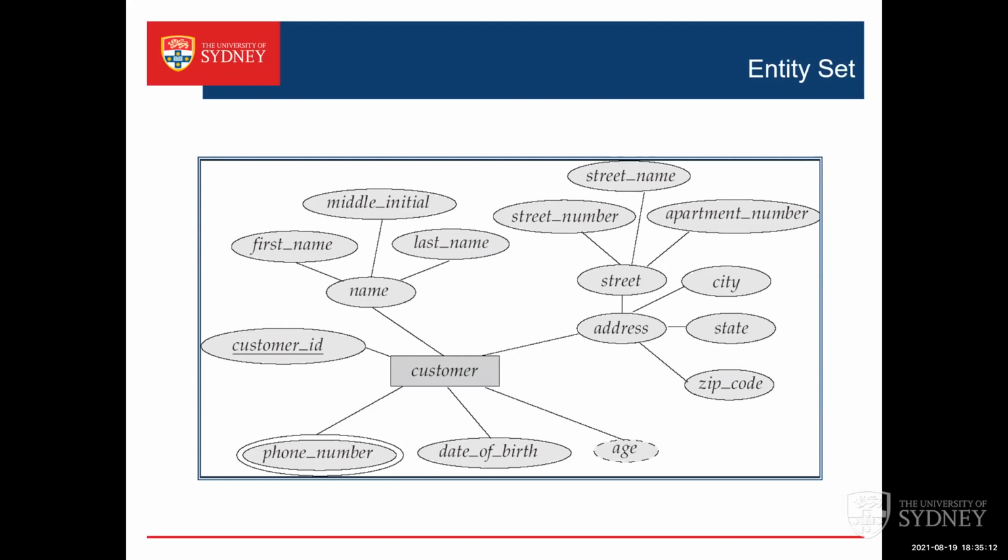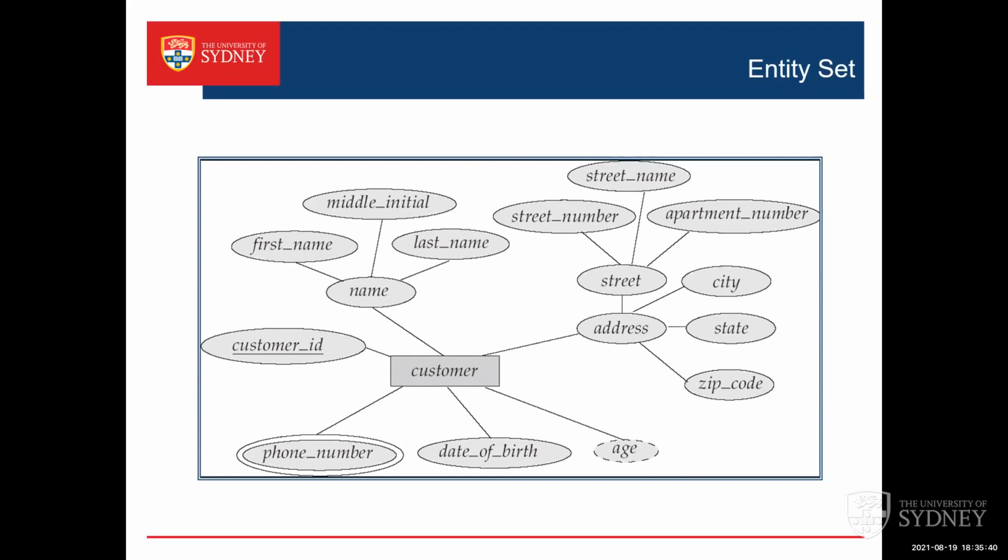Someone is asking, why does phone number have a double ellipse? Any answer from the audience? Why does phone number have a double ellipse? Yes. That represents that one customer can have multiple phone numbers. Excellent.